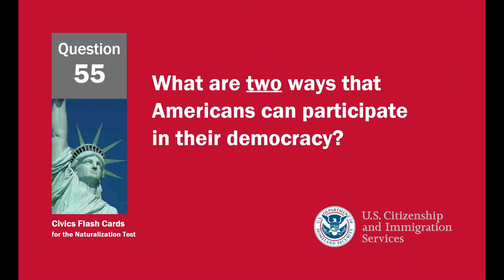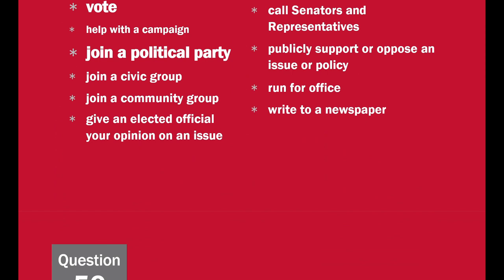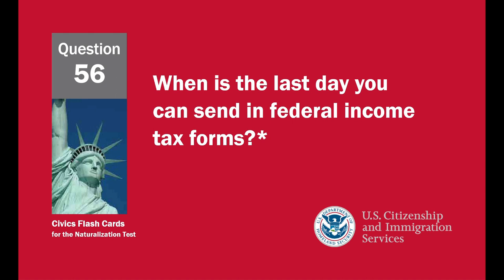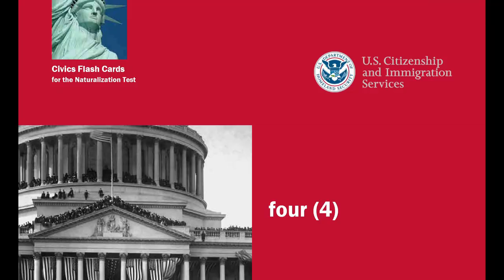What are 2 ways that Americans can participate in their democracy? Vote, join a political party. When is the last day you can send in federal income tax forms? April 15th. We elect a president for how many years? 4 years.